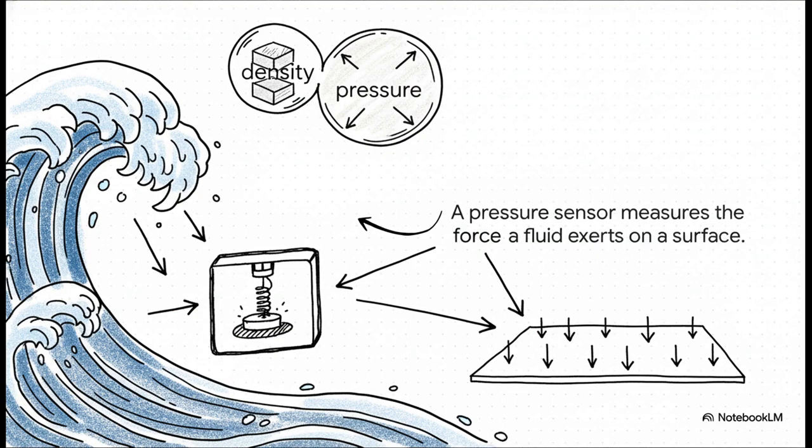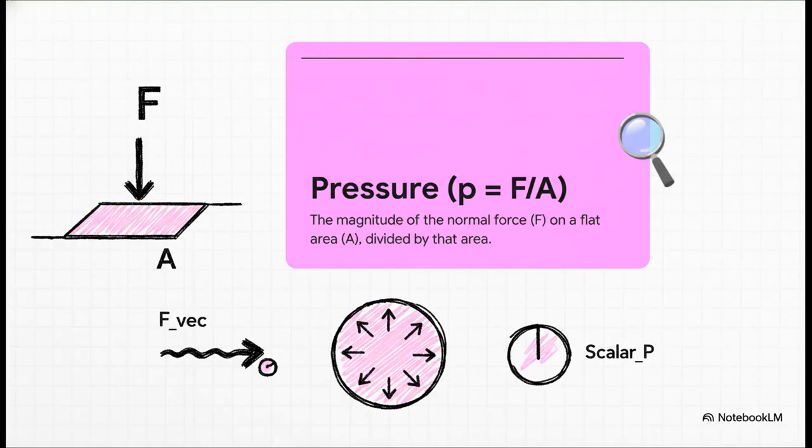Now, when we start talking about fluids, we have to talk about pressure. It's one of the most important concepts. Take a look at this little sensor here. When you stick it in a fluid, the fluid pushes on that piston inside, which then compresses a spring. By measuring how much that spring gets compressed, we can figure out the pressure. It's really just a measure of how much force a fluid is pushing with on any given surface. And here is the beautiful, simple formula for it. Pressure, which we call P, is just the force, F, divided by the area it's spread over, A. It tells you how concentrated that push is.